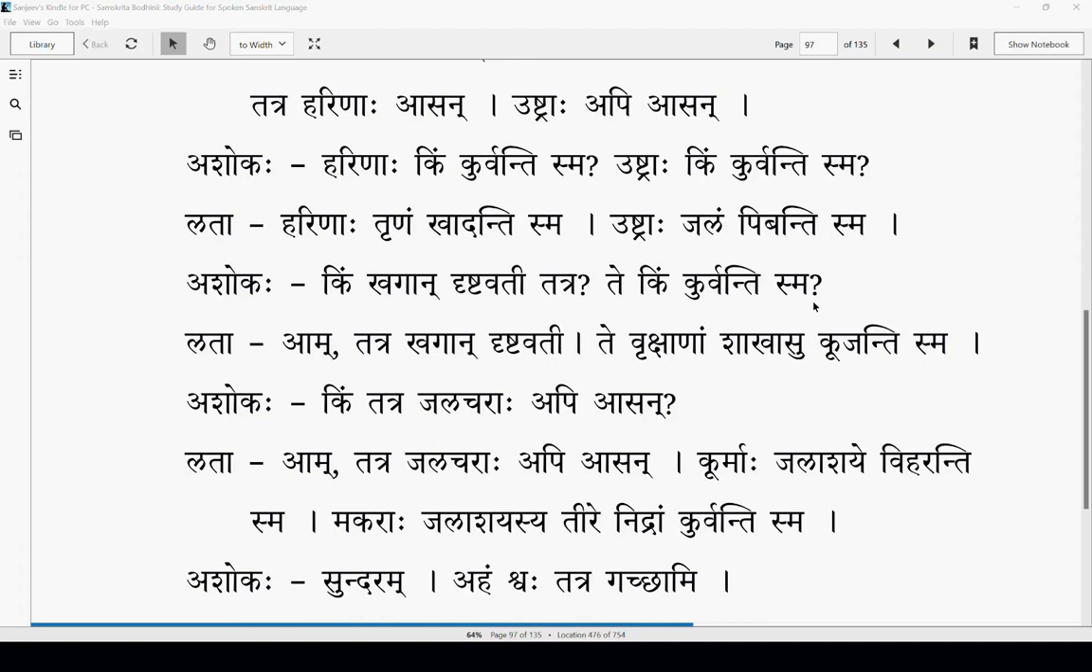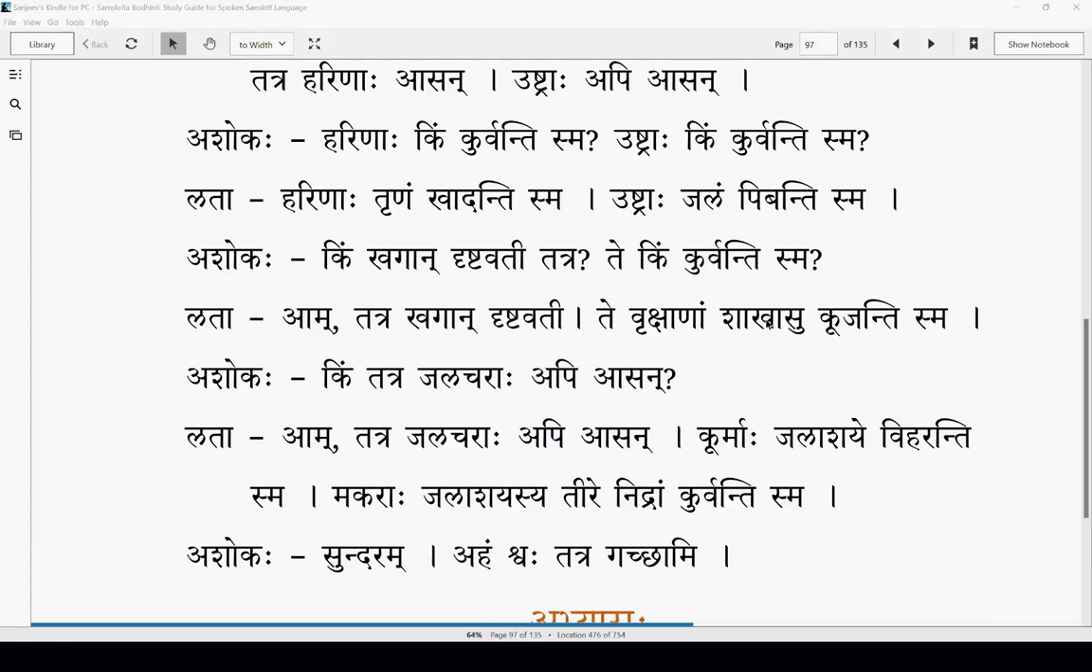Te kiṃ kurvanti sma, what were they doing? So here it is visheshanam, kim. Visheshanam to what? Kiṃ kāryaṃ kurvanti sma iti arthaḥ. Te kiṃ kāryaṃ kurvanti sma, what they were doing. Okay, you understand the difference here, the usage of kim.